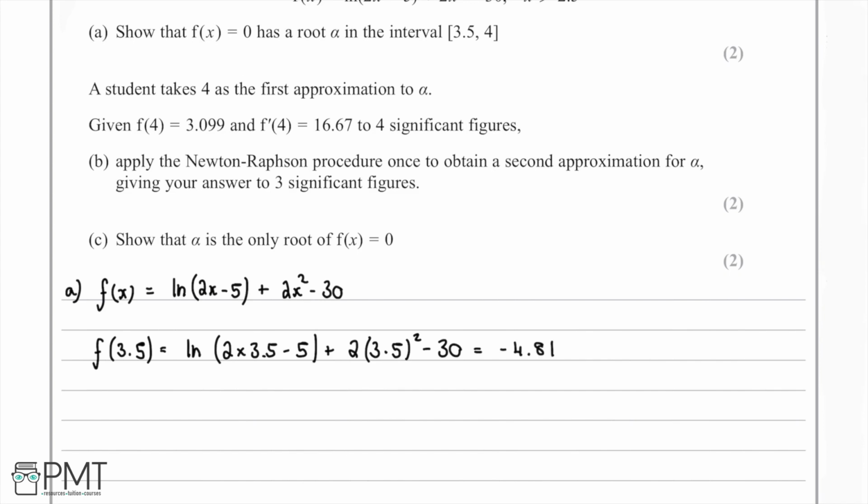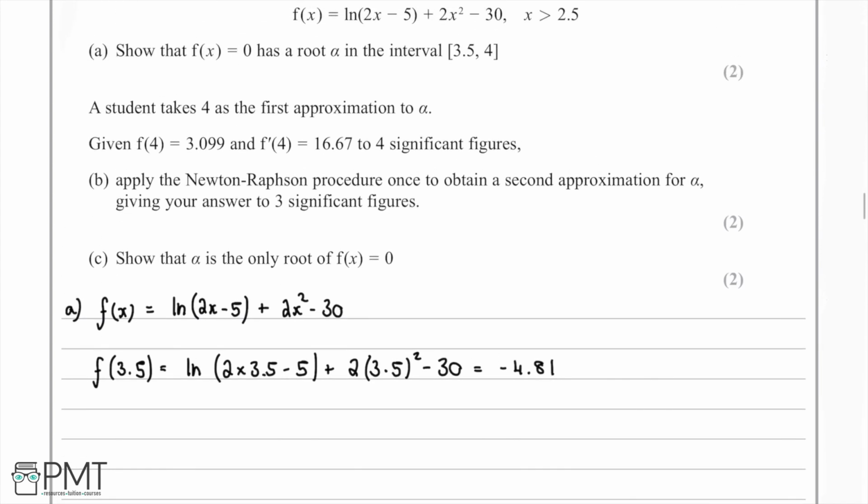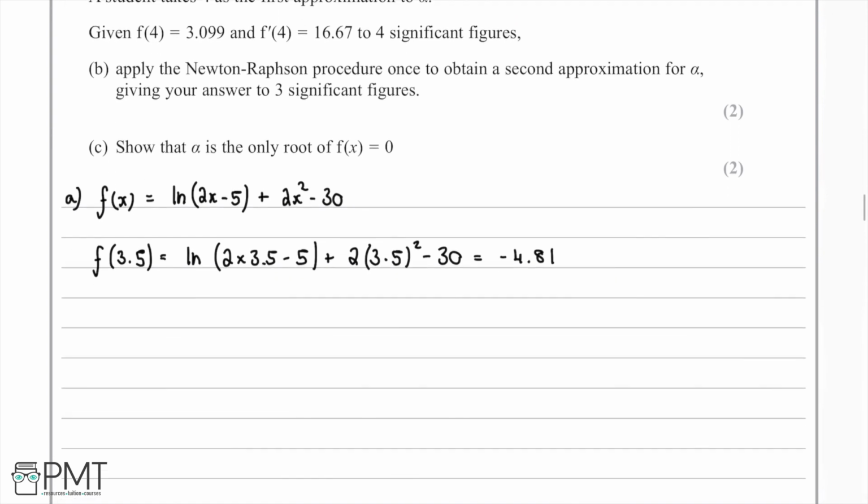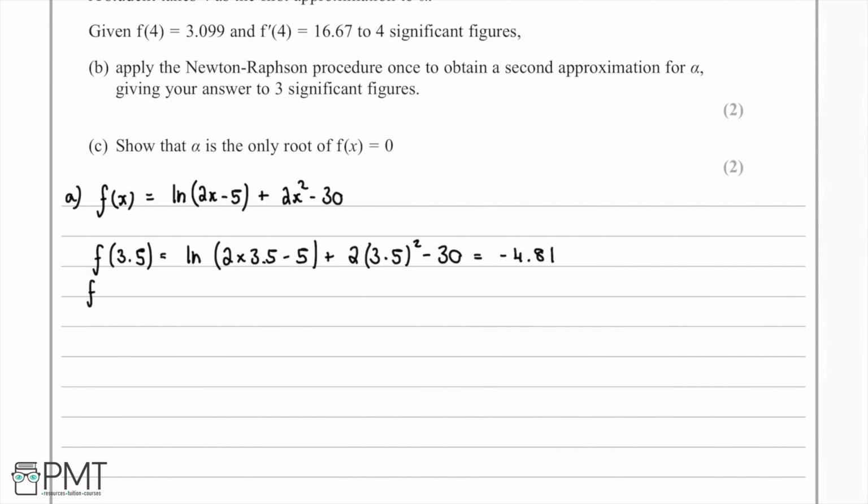4.81. So if we then take the end point of our interval, which recall is 4, we'll then have f of 4 is going to be equal to ln of 2 times 4 minus 5. We're not going to write this out again, but we'll put this into our calculator, and it comes out that f of 4 is equal to 3.10. So we have negative 4.81 and positive 3.10.